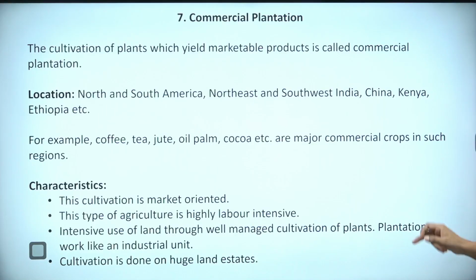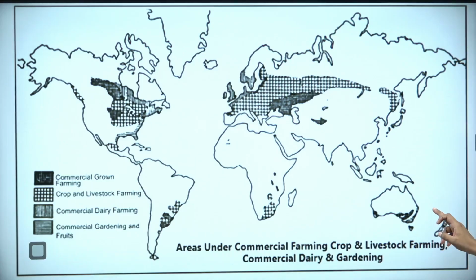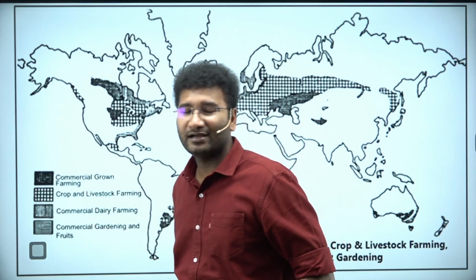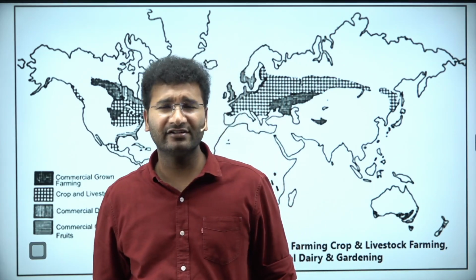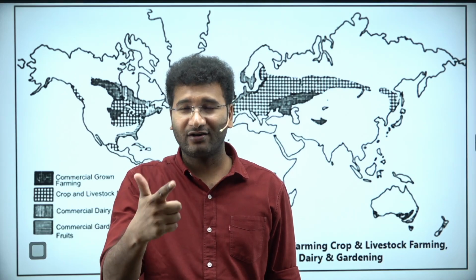Next, after intensive subsistence agriculture, is commercial plantation. See, commercial plantations are nothing but your coffee, tea, rubber. These are called commercial plantations. Plantations are generally those crops where, once you put the crop, after 1 or 2 years it will give you the yield, right? Like tea, coffee, rubber, you grow the tree or the plant and it will give you yields for 1 or 2 or 3 years.